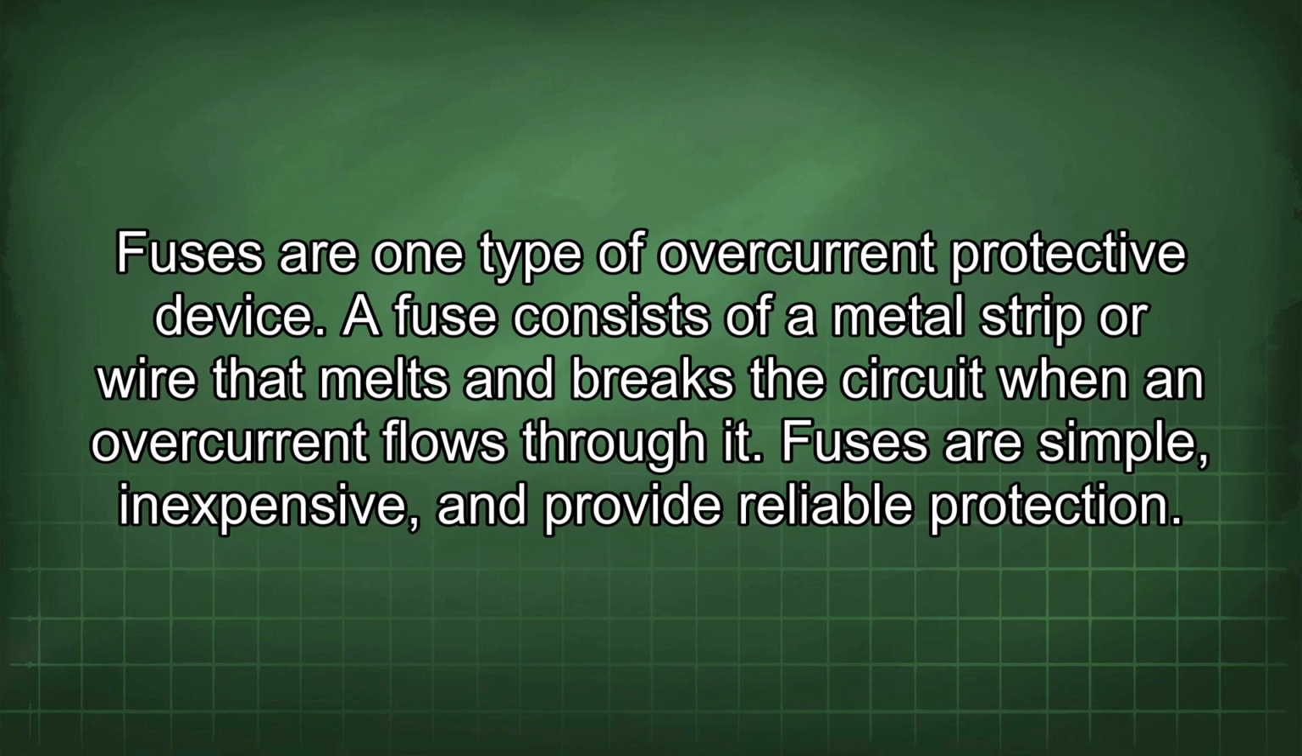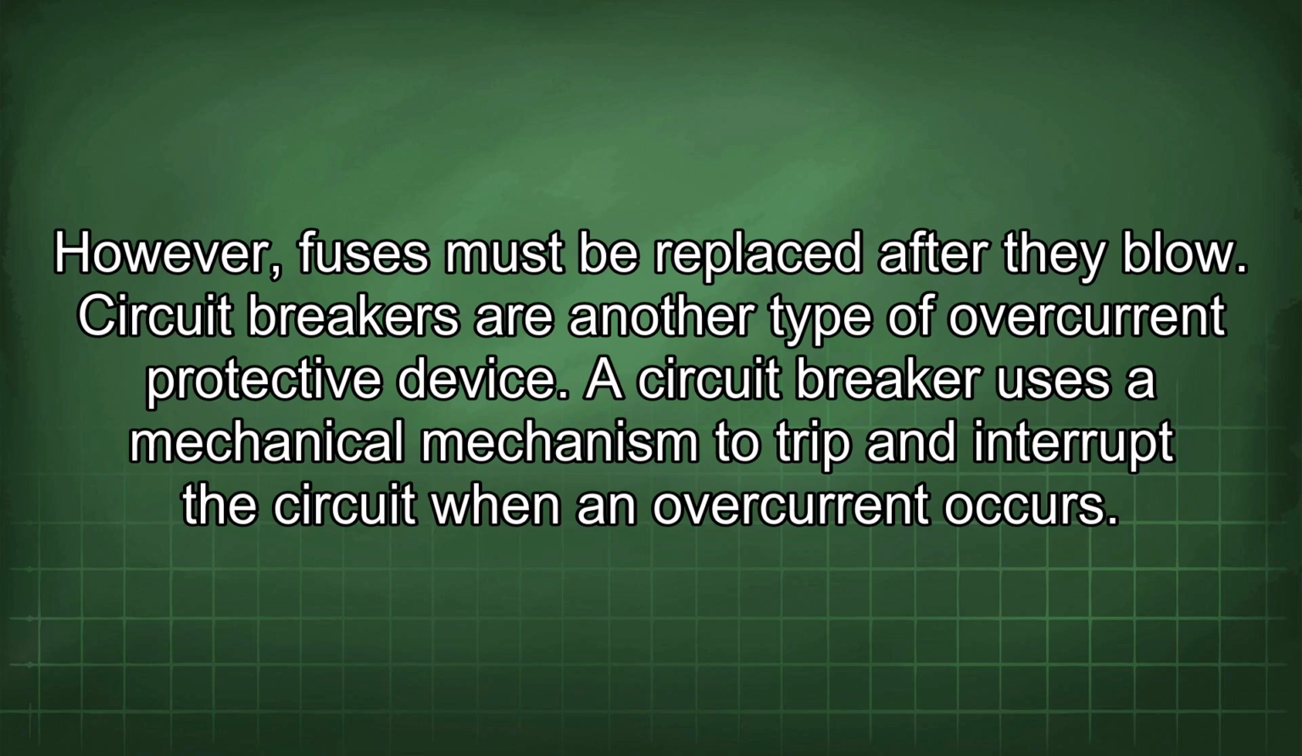Fuses are one type of overcurrent protective device. A fuse consists of a metal strip or wire that melts and breaks the circuit when an overcurrent flows through it. Fuses are simple, inexpensive, and provide reliable protection. However, fuses must be replaced after they blow.